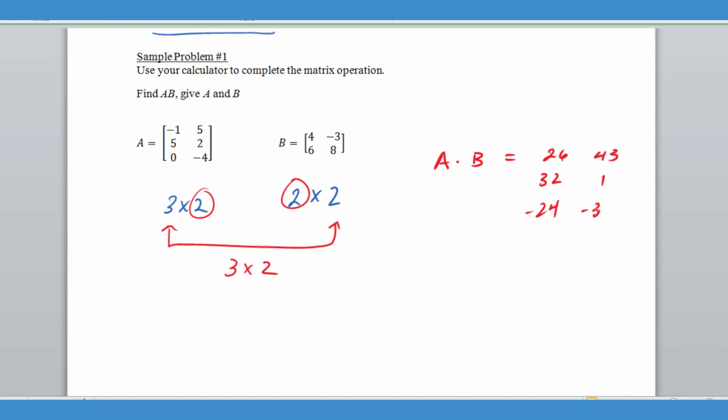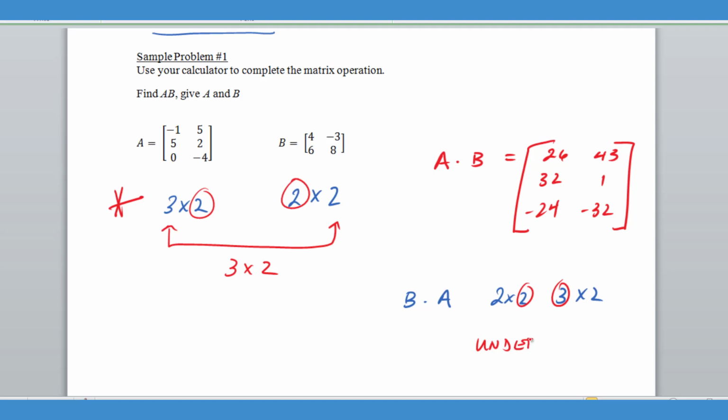Now, if you tried to reverse this, if you tried to do B times A, what you would have is a 2 by 2 times a 3 by 2, and you can see clearly from that situation that that doesn't exist, so that is actually undefined. And so it's very important the order in which you multiply these matrices, given the dimensions.